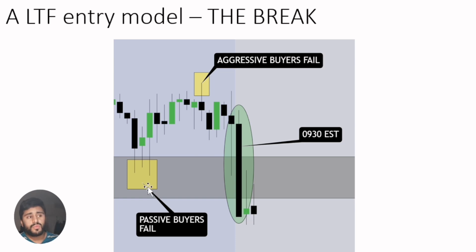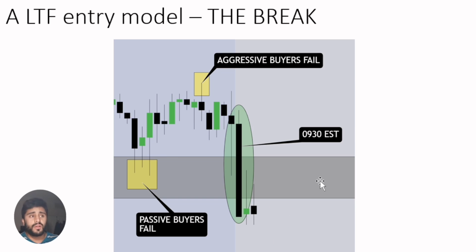What we saw over here is passive buyers failing as the market drove lower. The initial passive buyers sitting over here were unsuccessful, and there were aggressive buyers here. Again, this is via the order flow footprint charts. You can see the aggressive buyers failing and those previous passive buyers also failing. So now we're looking for a retest.